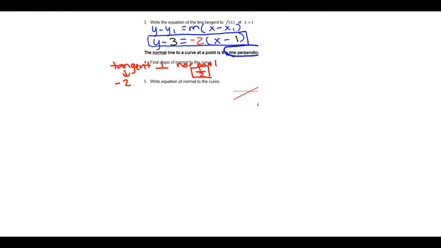To write the equation, everything stays the same except for our slope. So we'll have now y minus 3 equals 1 half x minus 1. And that would be the equation to the normal line of the curve.